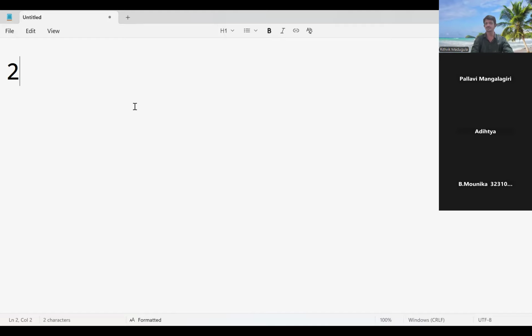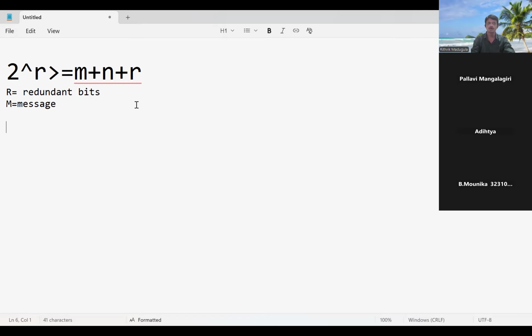Before we look ahead regarding the practical implementation, we'll just see the theoretical part and then we'll go ahead with the practical implementation. So now what I'm trying to do, I need to find R, the redundancies. Before that, I need to know the message. So let us just consider the message as 1011.